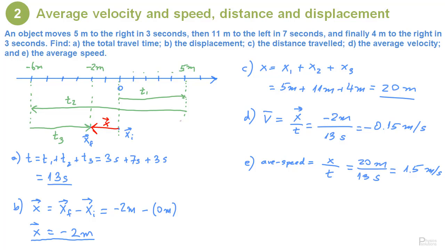Whereas in the other case, we have average velocity and average speed. In the case of the average velocity, we use the displacement divided by total time, whereas in the average speed, we just use the distance divided by total time.